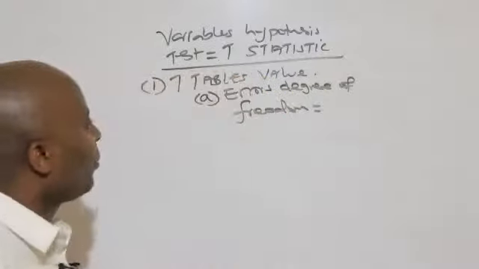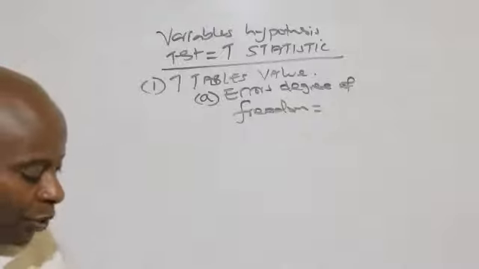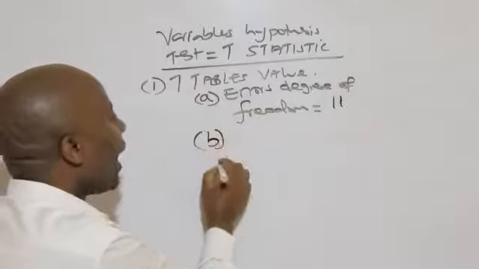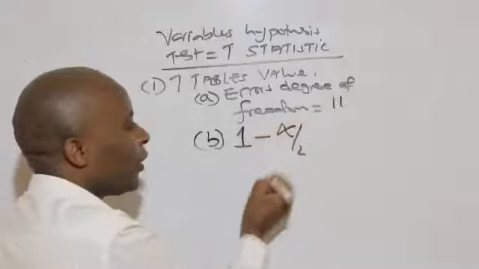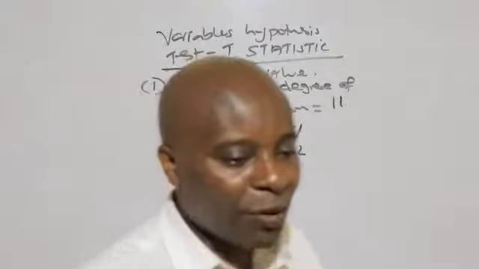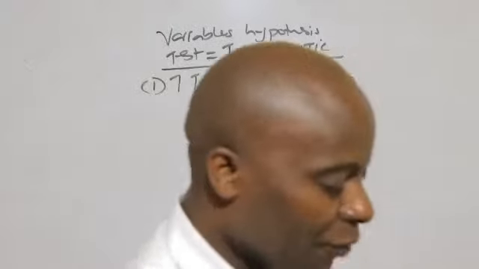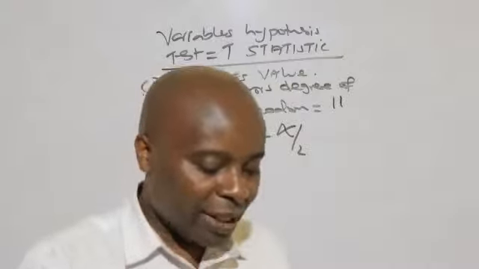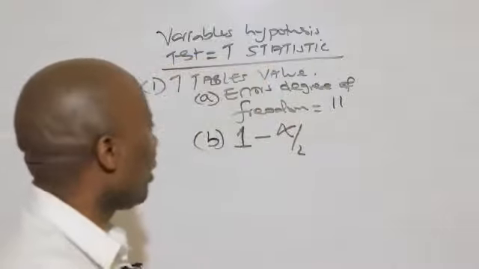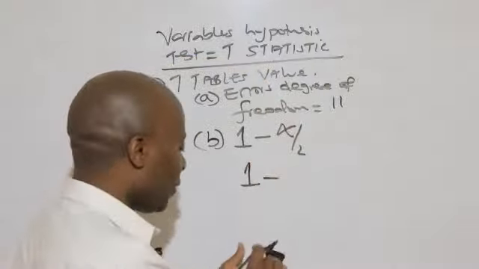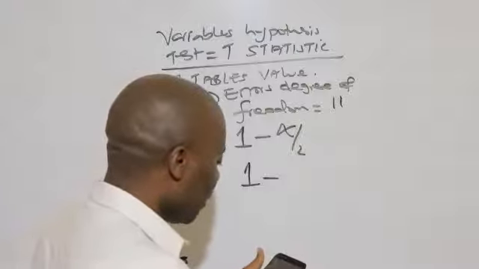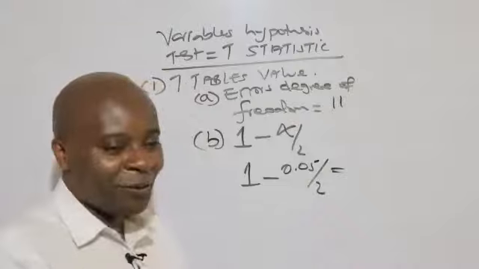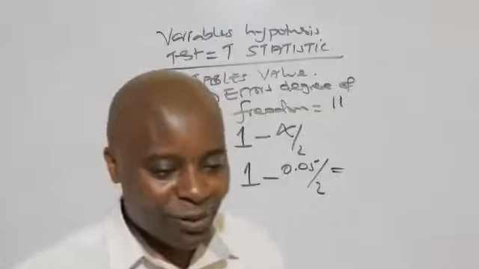So we have here the t tables value. The error's degrees of freedom, they are telling me, are 11. And then number 2, I need this concept of 1 minus alpha over 2. Are you able to see the alpha? Remember, alpha is the significance level. So we have here 1 minus the level of significance, which here is 0.05, divided by 2. So 1 minus 0.05 divided by 2.